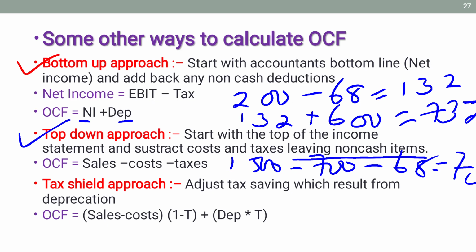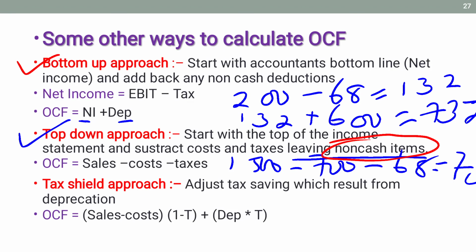1500, 700, if you deduct it 800, again deduct 68, 732. So where you have to be careful, you should ignore the non-cash item. You don't need to apply it according to this approach.